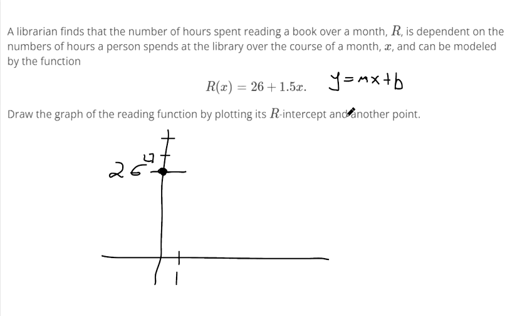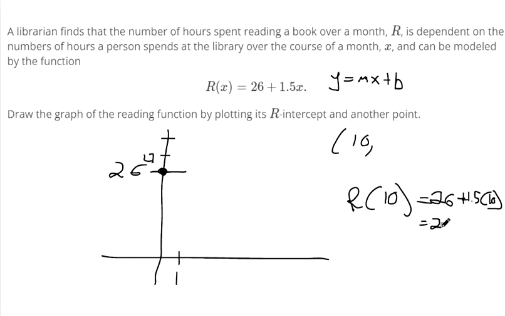The other way of getting a point though is you can plug in whatever number you want in for x. Like you can plug in 10 in for x and see what it spits out for y, or in this case, see what it spits out for r. So if you plug in 10 into this function, you get 26 plus 15. So 26 plus 15 makes 41. So 10 on the x, 41 on the y could be another dot.